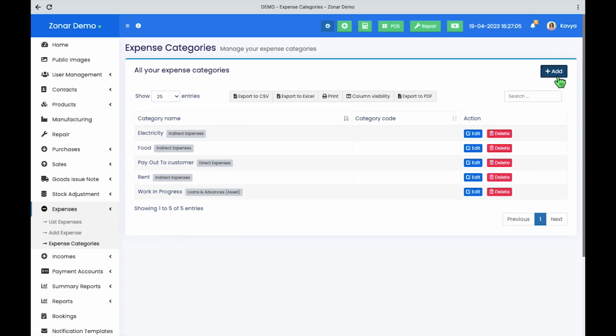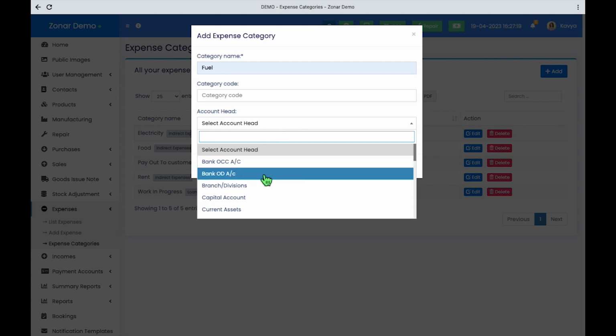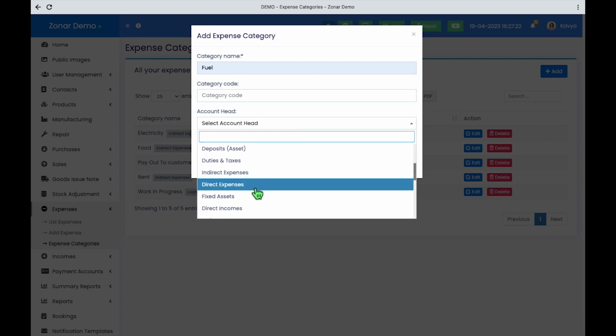Select the Add button to create a new expense category. Type the name of the group. Let's say fuel. Give a category code if required. Then decide which account heads to use. It is to generate accurate financial reports and statements, which are critical for compliance and regulatory purposes.